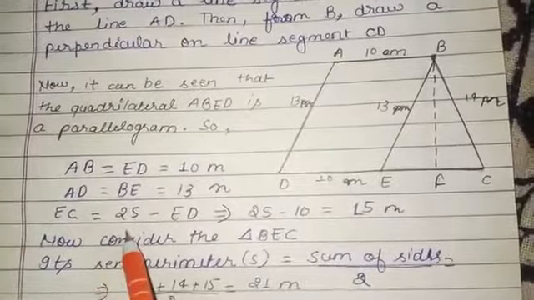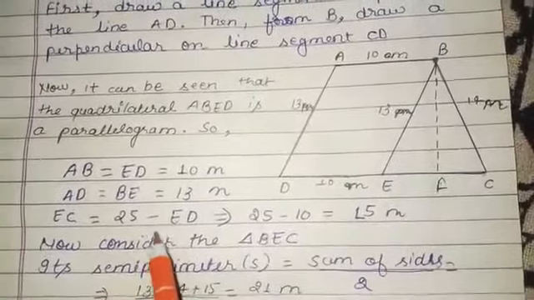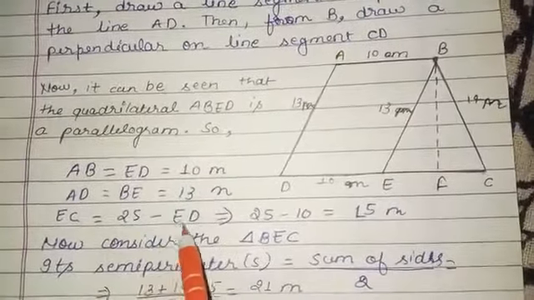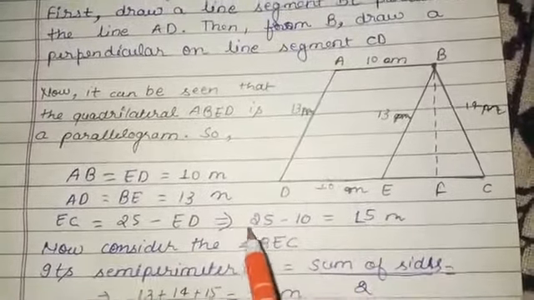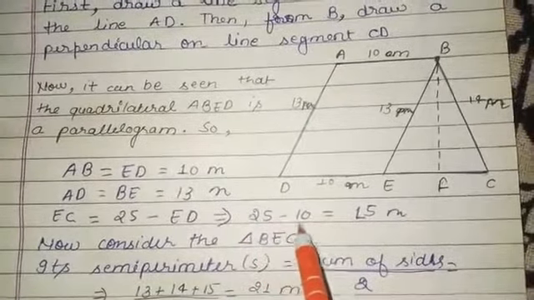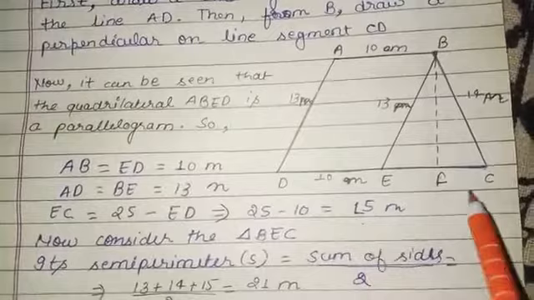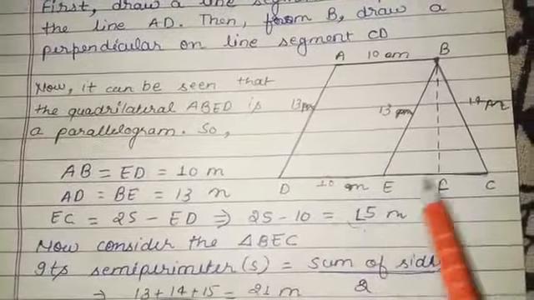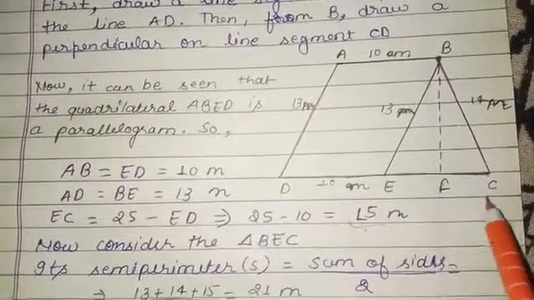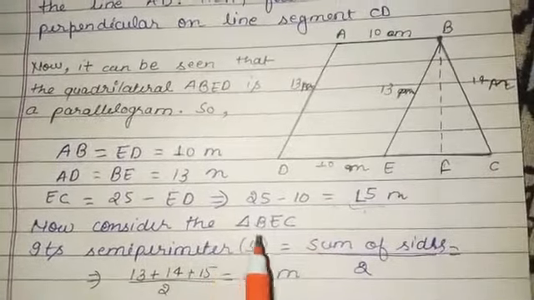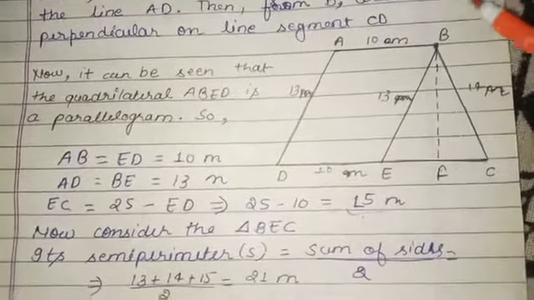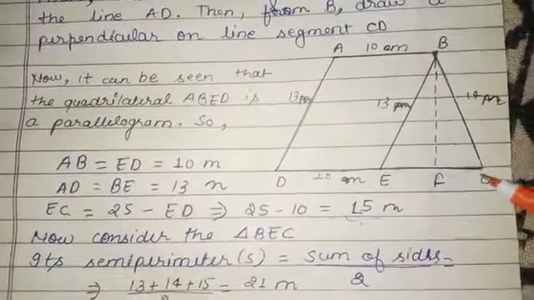Now EC is equal to 25 minus ED. So that is 25 minus 10, so we get 15 meter. EC is 15 meter. Now consider the triangle BEC.